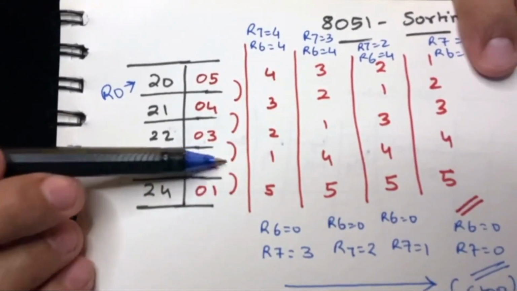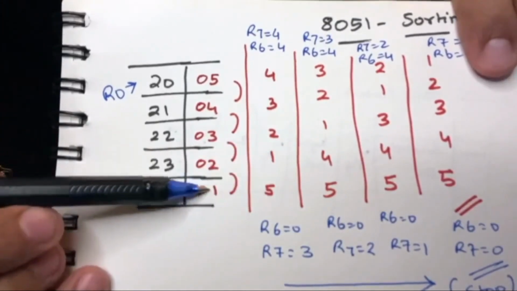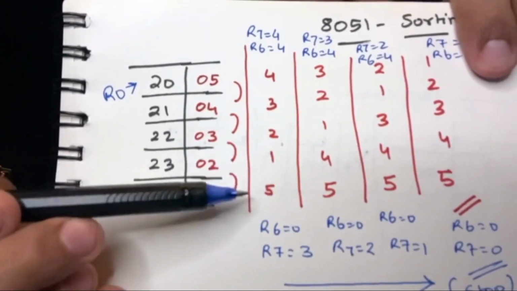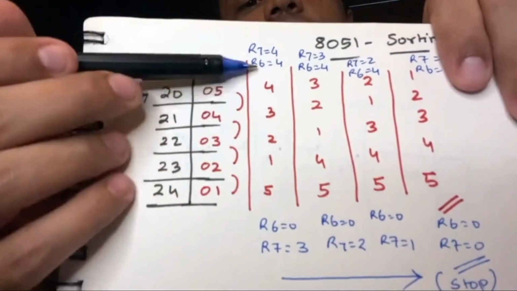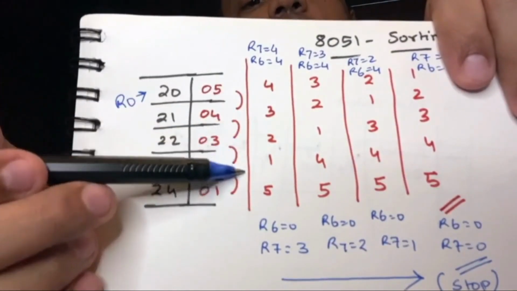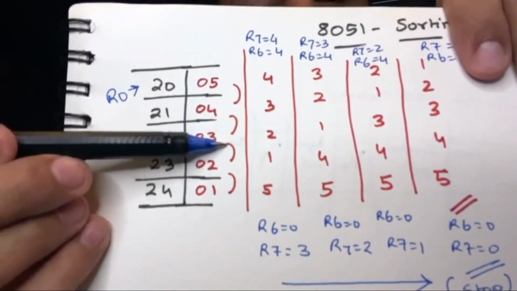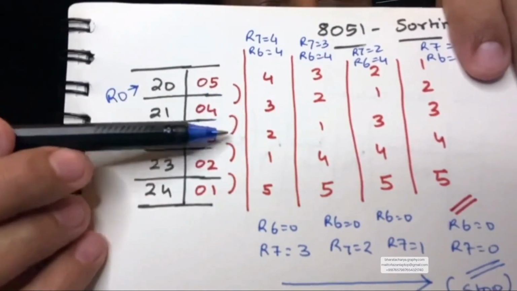You will compare 5 and 1, not in the correct order. Interchange them. This will become 1, this will become 5. So this is your first round. How many comparisons did you do?